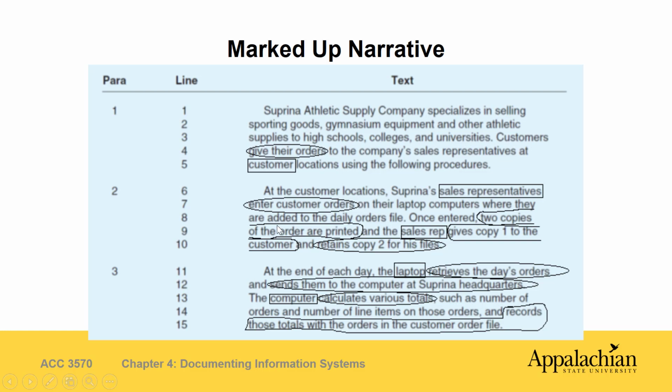You've got sales representative enters customer order, two copies of the order are printed, then the sales rep gives copy 1 to the customer and retains copy 2. Then you've got the laptop retrieves the day's orders. One thing I want to point out: make sure when you're doing it, you do separate those entities. When you're just learning, you may say, okay, the salesman is the person entering the data, so the salesman and the salesman's laptop are basically the same. But when you're diagramming and marking up a narrative, they're not the same.